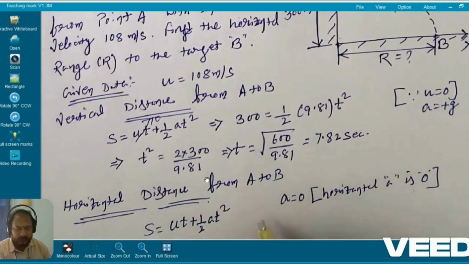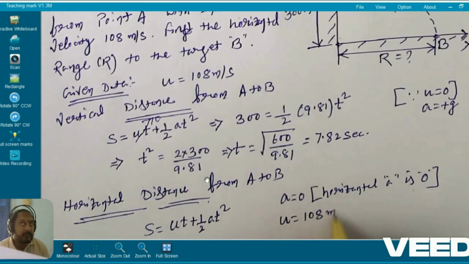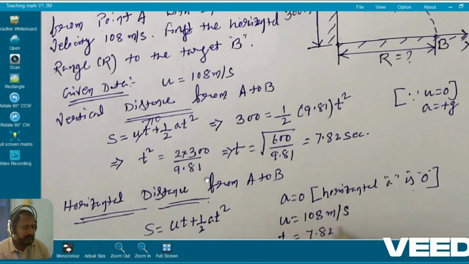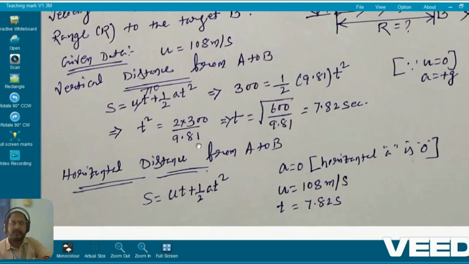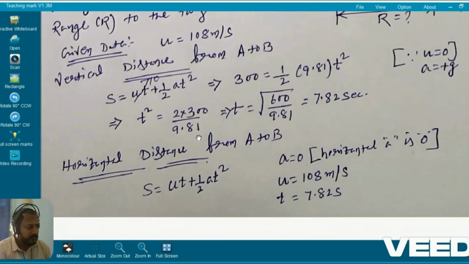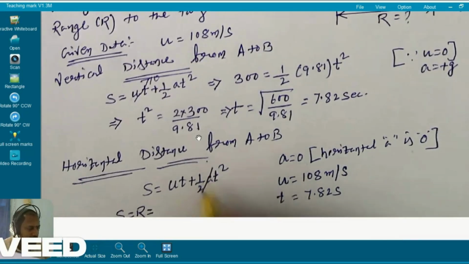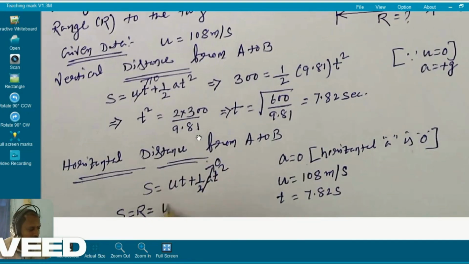Okay, and what is the velocity? Velocity already it is given in the question, 108 meter per second. And what is the time required? So the time is already we have calculated as 7.82 seconds. So by using these values, we are going to calculate what is S. Okay, so S is nothing but we are calculating the range is R. So this part becomes 0. So S is equal to R is equal to U into T.